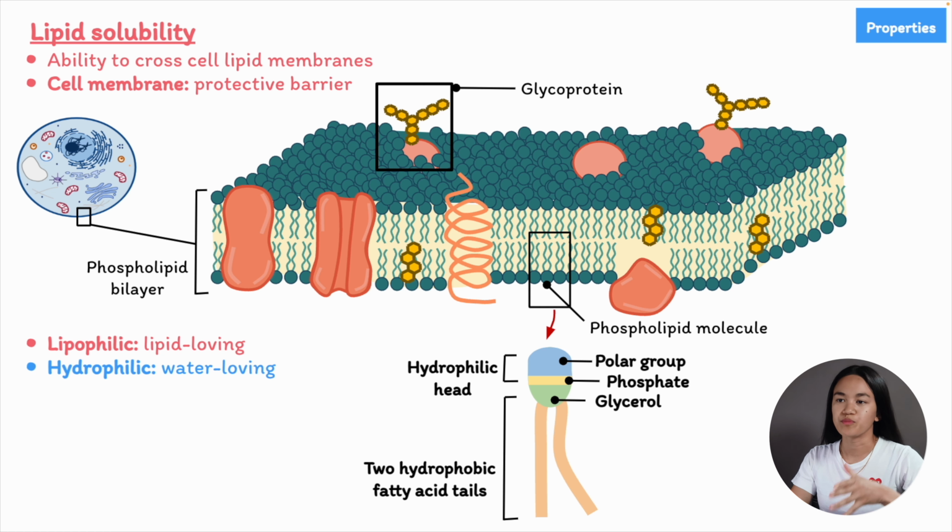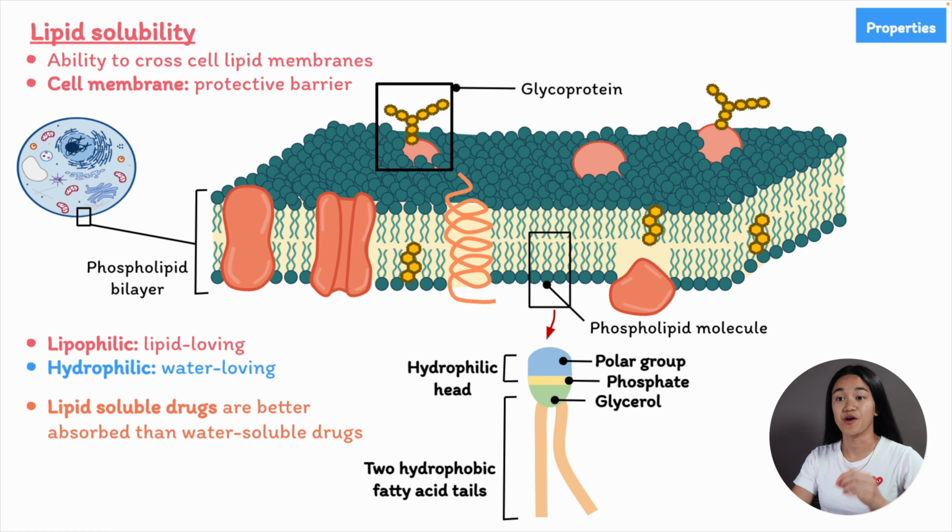So lipid-soluble drugs are better absorbed than water-soluble drugs and have a better ability to cross the lipid barriers in the body, increasing their likelihood of absorption into cells and tissues, okay? So you can see how a drug's characteristic will influence how it's transported.